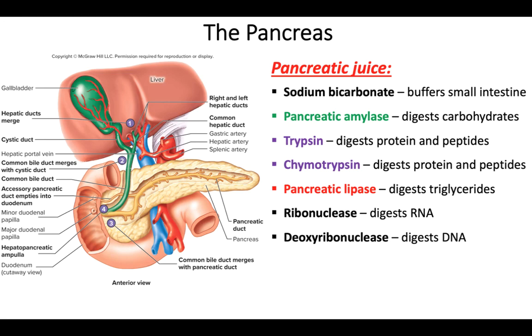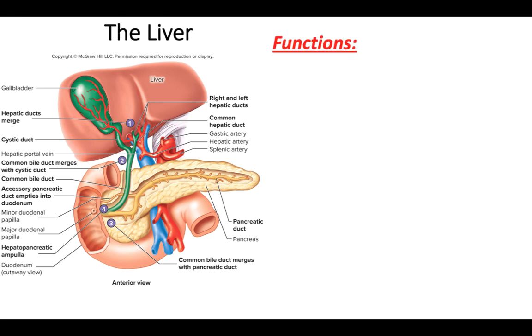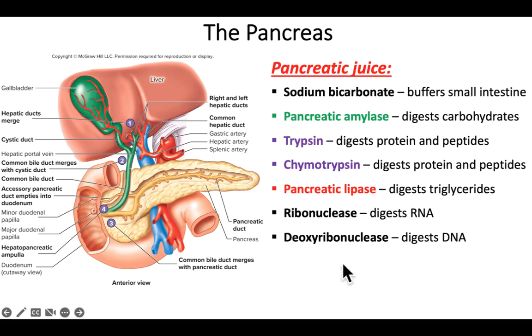Now, DNA and RNA aren't typically considered nutrients. You technically don't need them in your diet, but we do have a lot of DNA and RNA in our diet because we eat plants and animals that have DNA and RNA. So we do have enzymes that will digest those molecules, break them down into smaller parts, and we'll use them for things. So we digest DNA and RNA, and that's pancreatic juice.